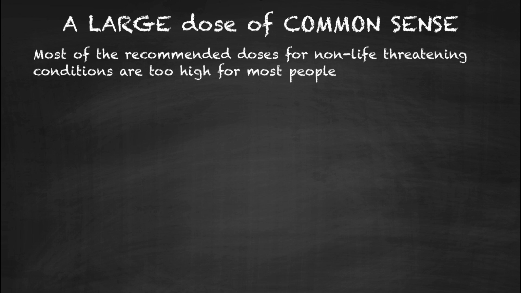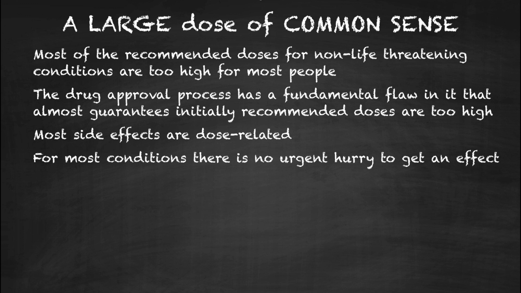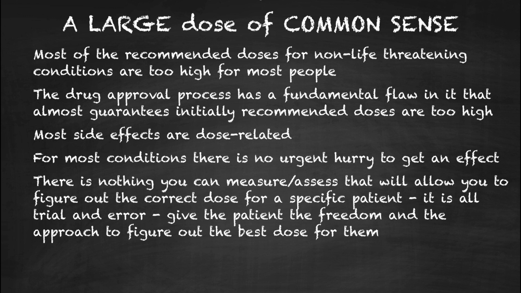Most of the recommended doses for non-life-threatening conditions are too high for most people. The drug approval process has a fundamental flaw in it that almost guarantees initially recommended doses are too high. Most side effects are dose-related. For most conditions, there is no urgent hurry to get an effect. And there is nothing you can measure or assess that will allow you to figure out the correct dose for a specific patient. It's all trial and error. And what we need to do is give the patient the freedom and the approach to figure out the best dose for them.